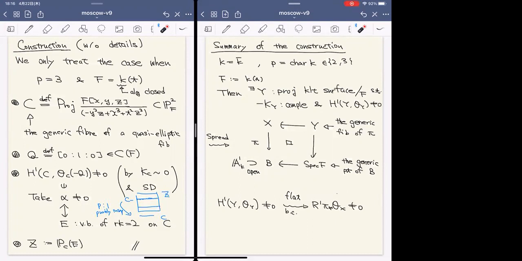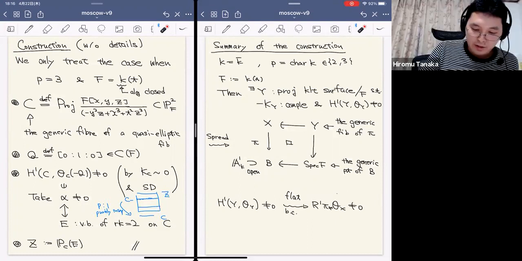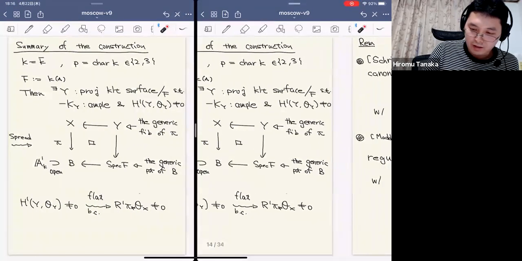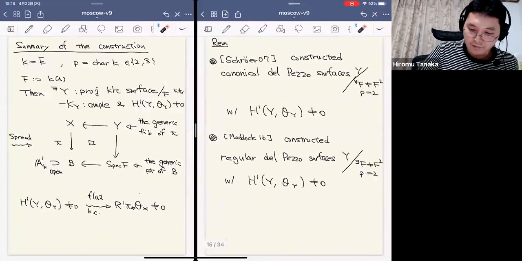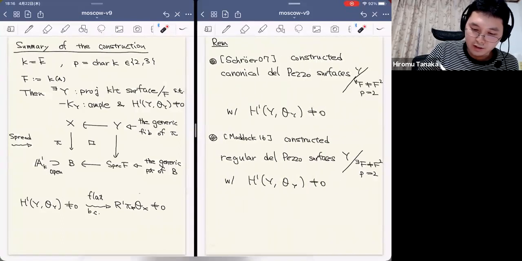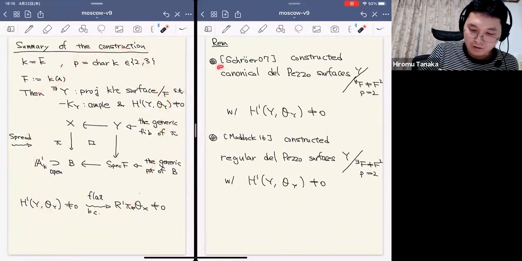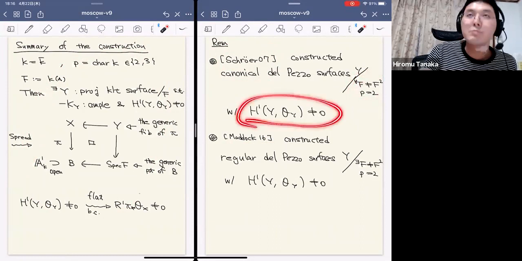Okay, so this finishes the explanation of the counterexample on B. And let me add some remarks on the other examples. So this example is from my paper. So there are also two papers. The first example is actually given by Schröer. He constructed canonical del Pezzo surfaces over any imperfect field of characteristic 2, which satisfies this property.